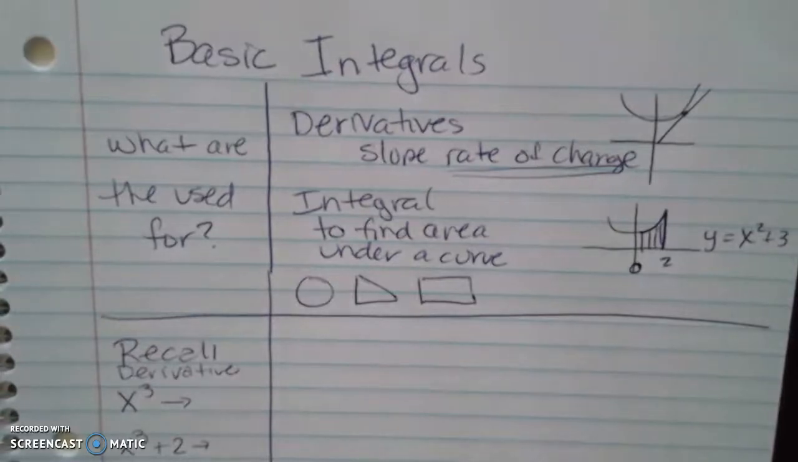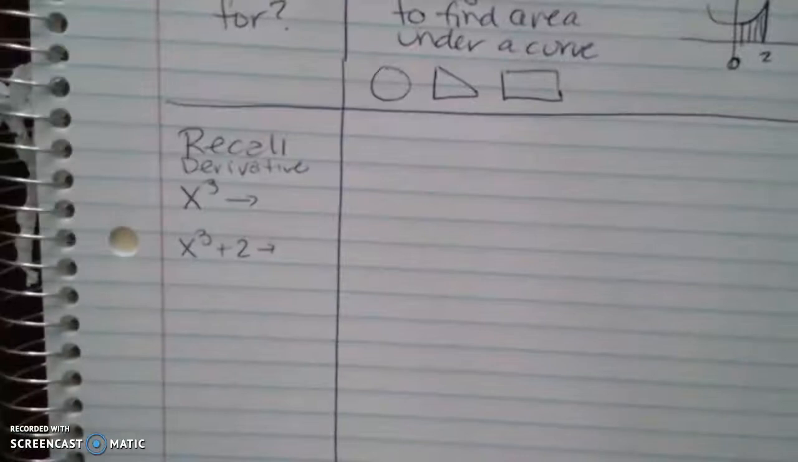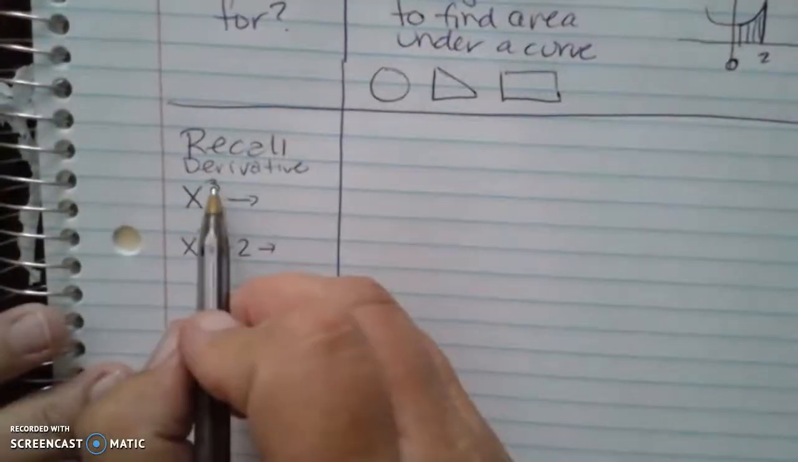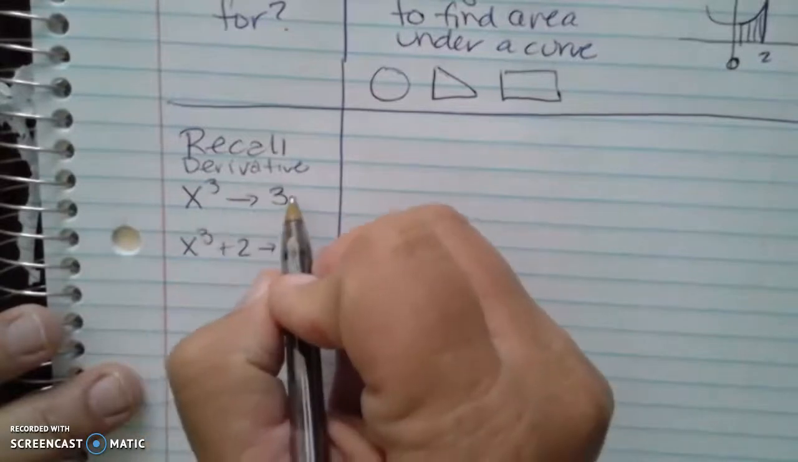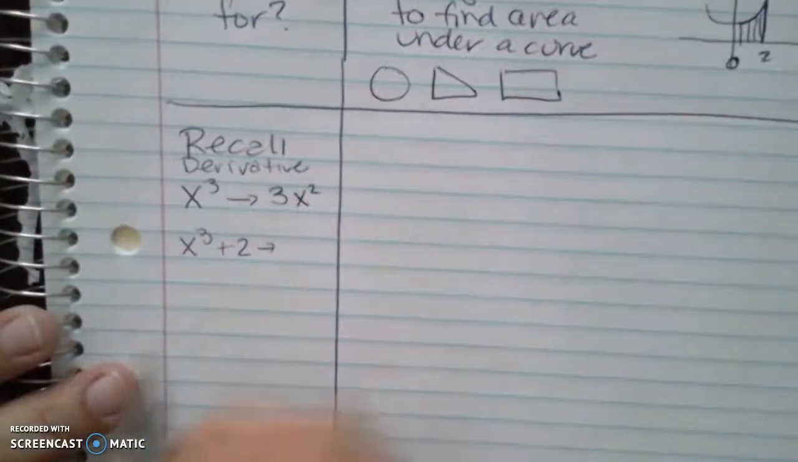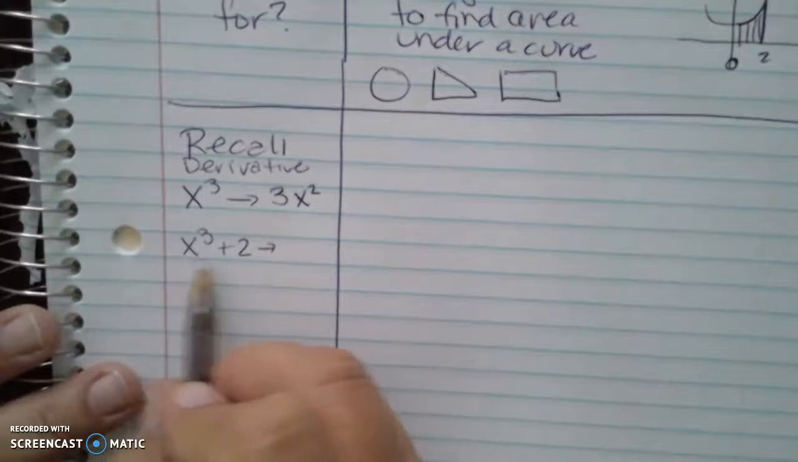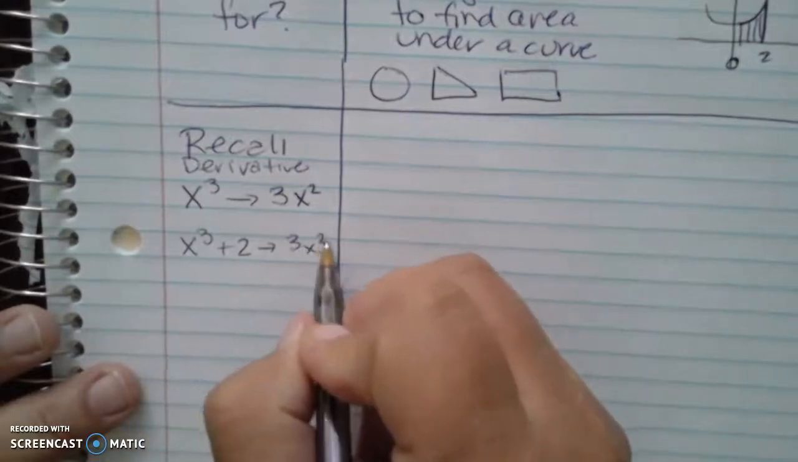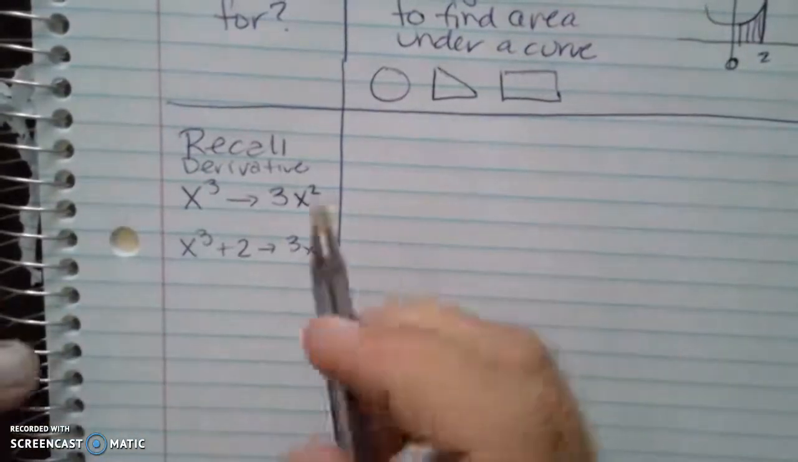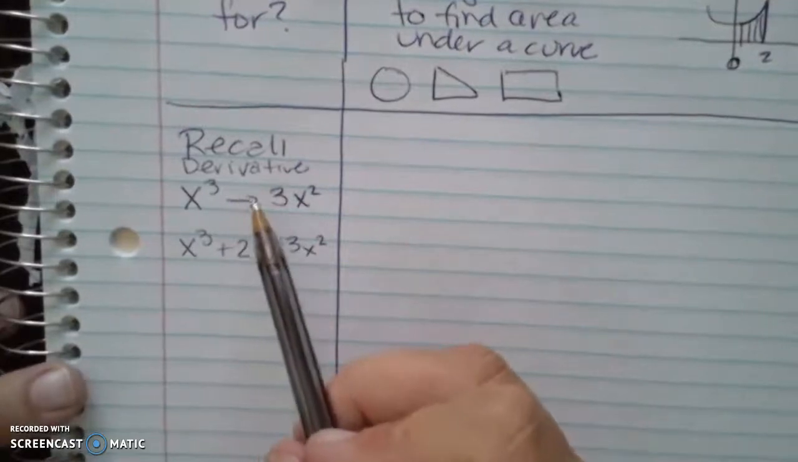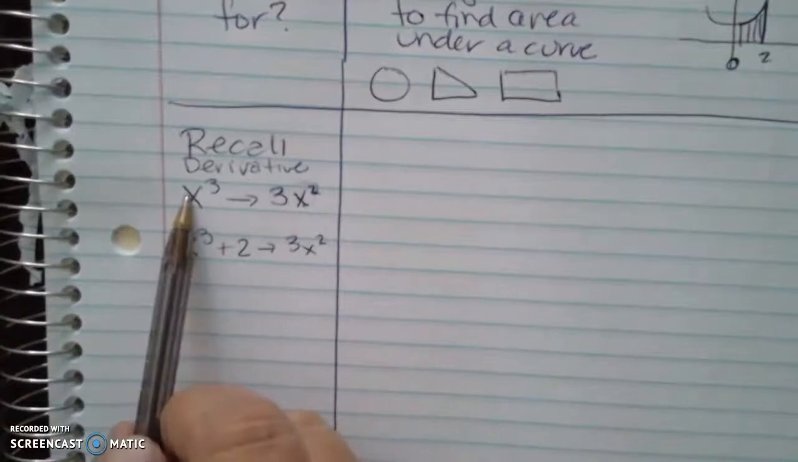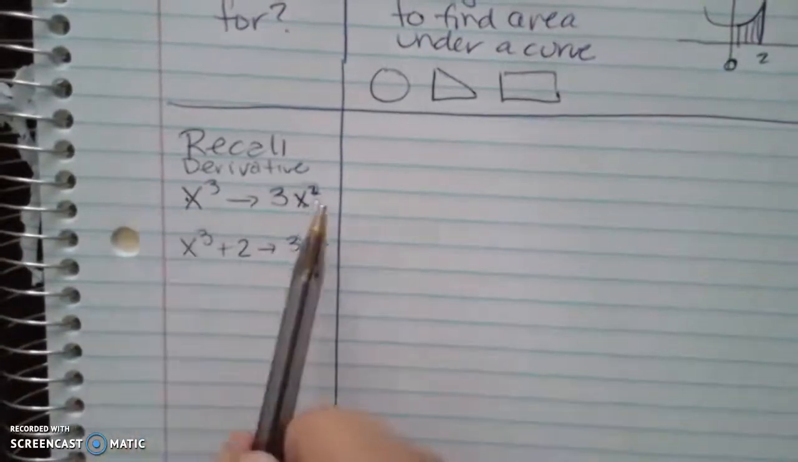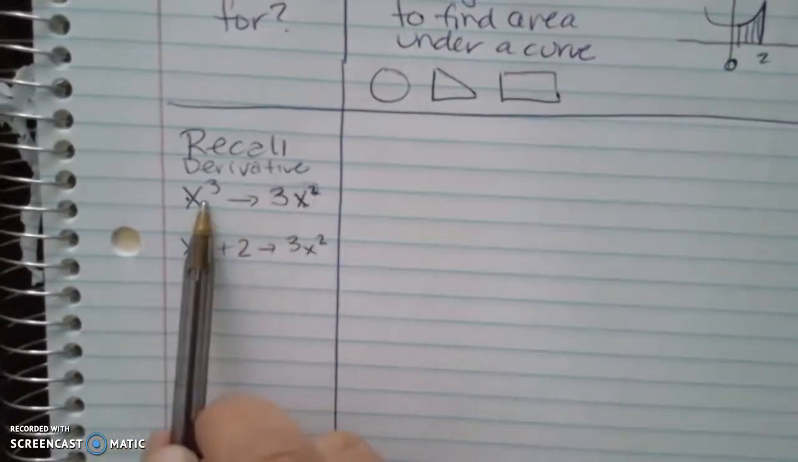So recall when we did derivatives, the derivative of this: I would move this term in front and I'd get 3, and the exponent would go down 1, x squared. But also remember that if this was the function, I would still get 3x squared. You get the same thing. So in integrals, we don't know which one we started with. It's the reverse of derivatives. We're going to start with something like this and go backwards.